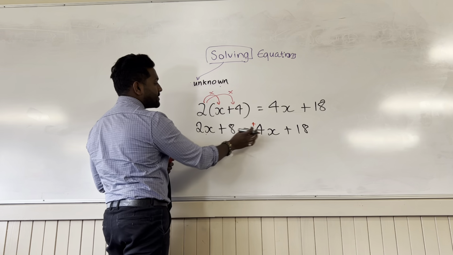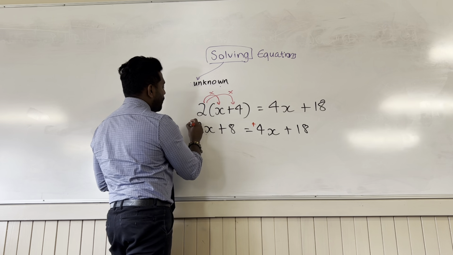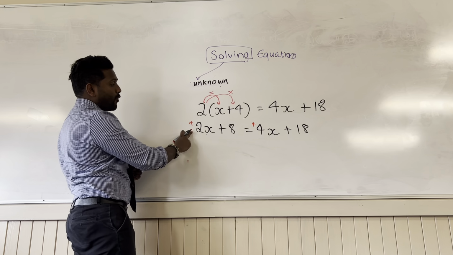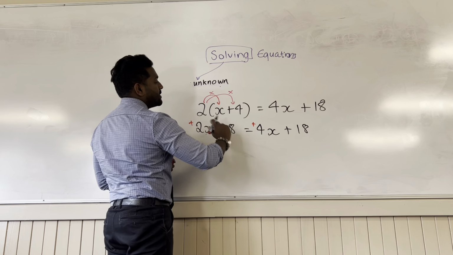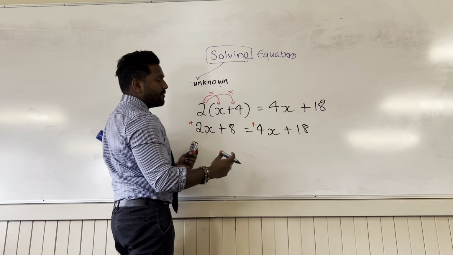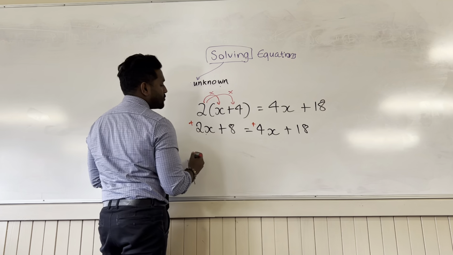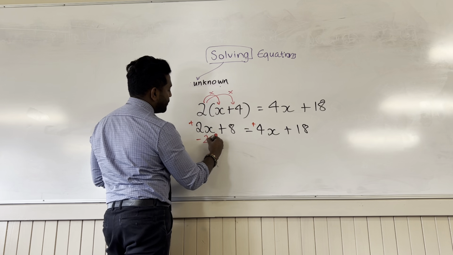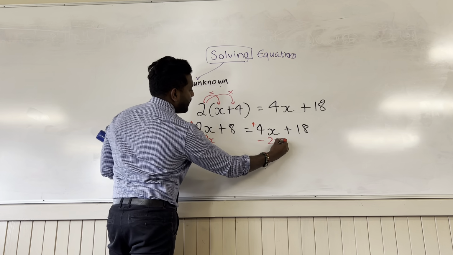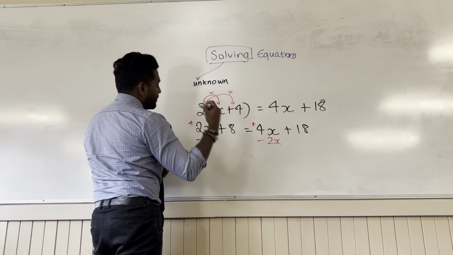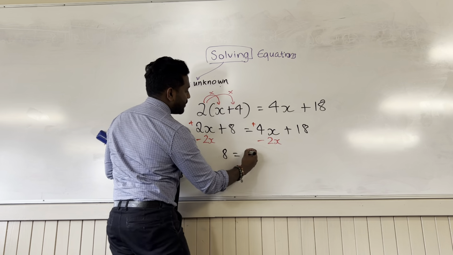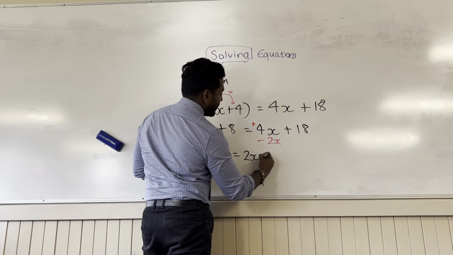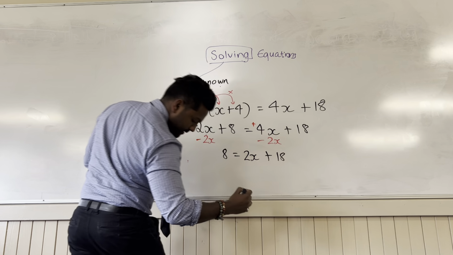So we're going to go 2x take away 4x, and that's a negative 2x, or we're going to do 4x take away 2x. Now, obviously, this sounds much easier. So we're going to move this 2x to the other side. You're now left with 8 is equal to 4x take away 2x, which is 2x, plus 18.